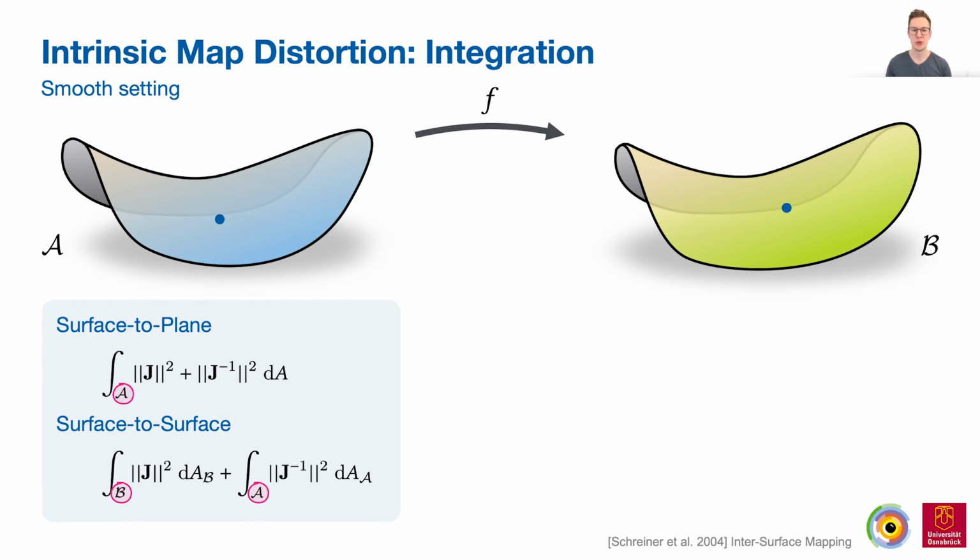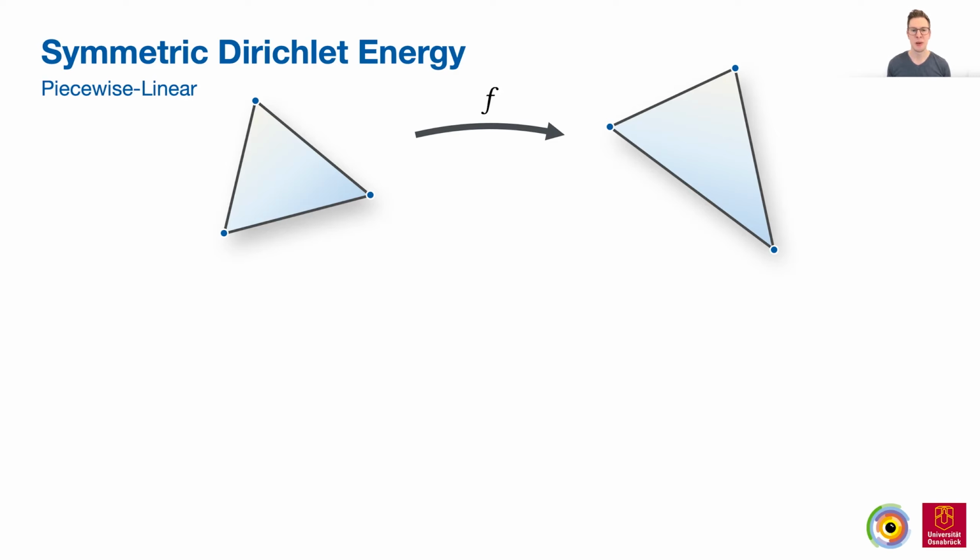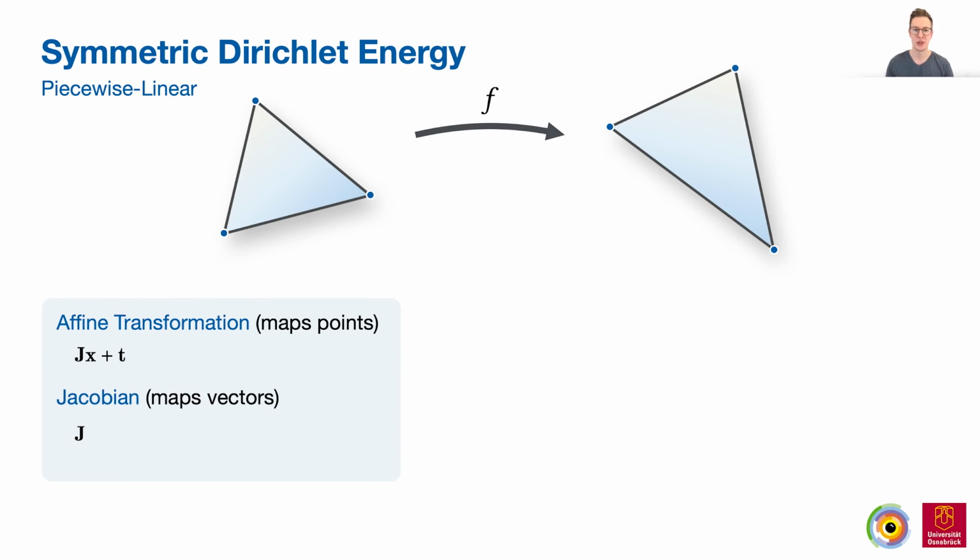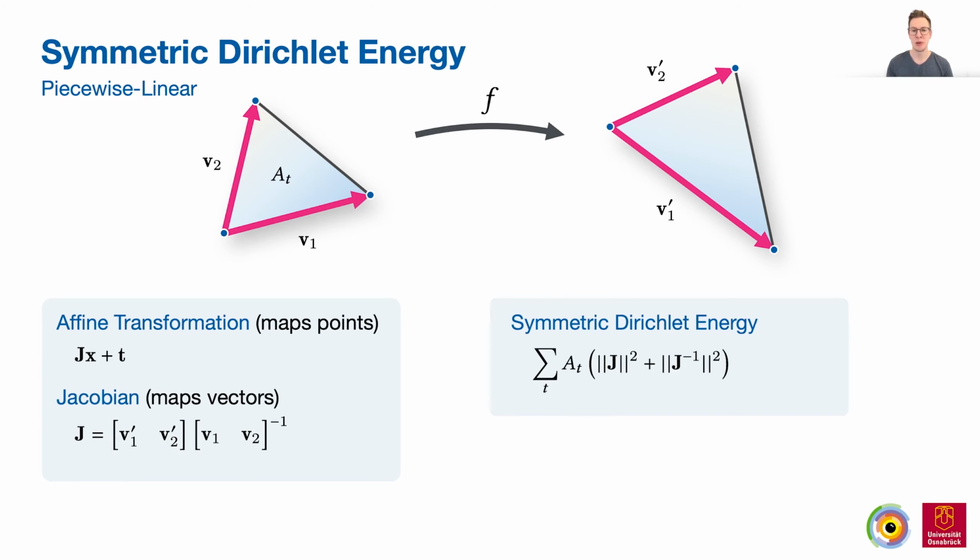Now, how do we actually compute the symmetric Dirichlet energy in a discrete setting? Let's start with the plane-to-plane case. So here we have two instances of this triangle. They are related by an affine transformation, and the Jacobian is the derivative of this transformation, or just the linear part of the map. Now, to compute it from given vertex positions, we can, for example, look at these two edge vectors and their images, and then just solve for the linear map between them. Now we plug this Jacobian, or its singular values, into our distortion measure and integrate it over the triangle.